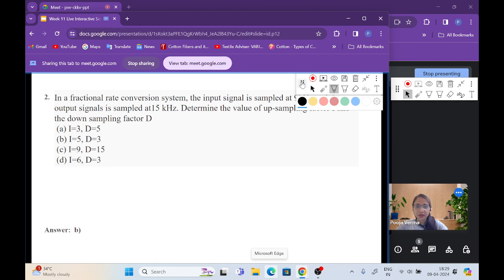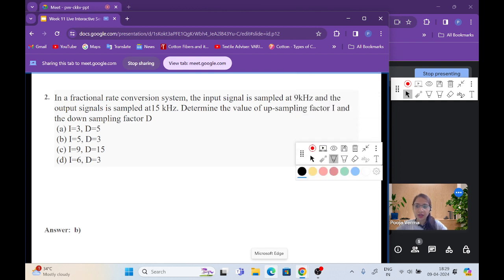Now next question. In a fractional rate conversion system, the input signal is sampled at 9 kHz and the output signal is sampled at 15 kHz. Determine the value of upsampling factor I and the downsampling factor D. Here, the input signal frequency is given as 9 kHz, right? And output signal is sampled at 15 kHz.